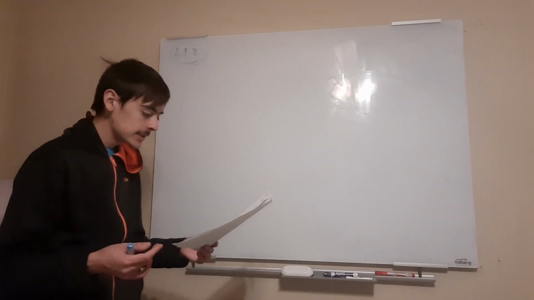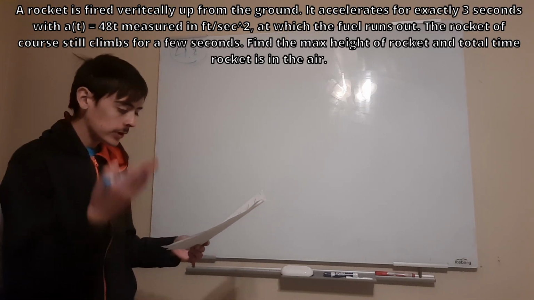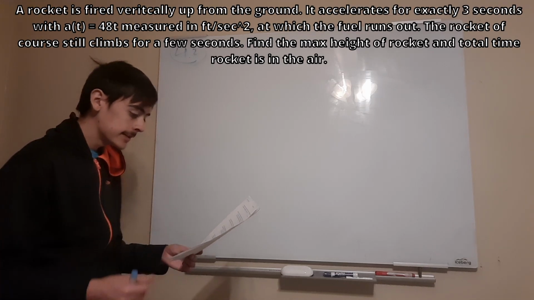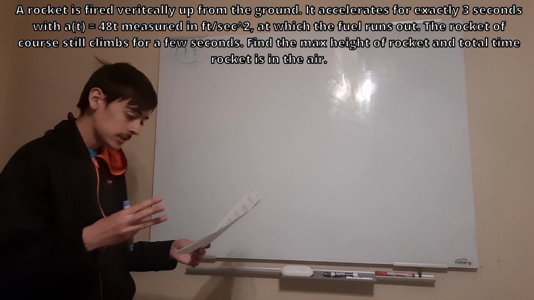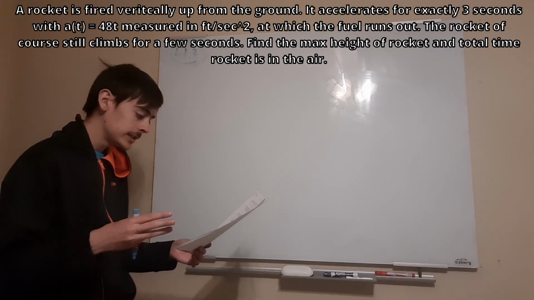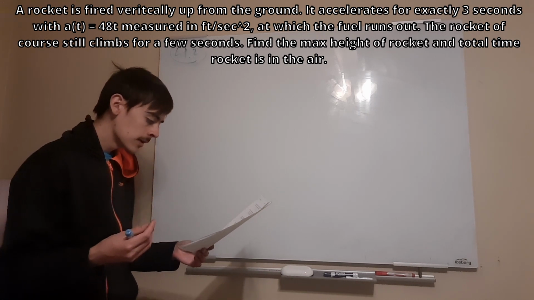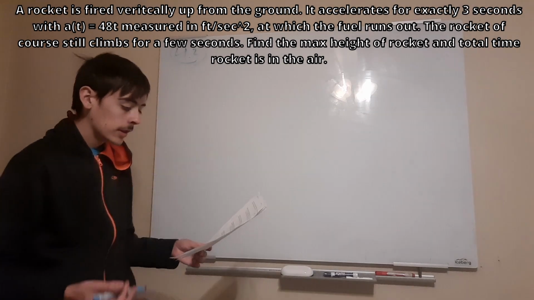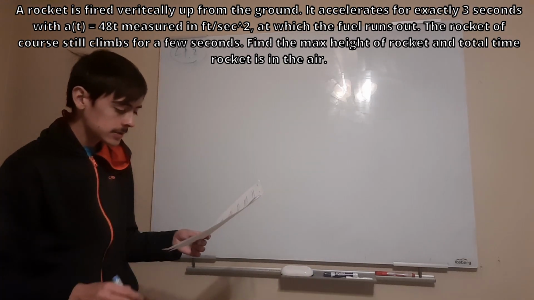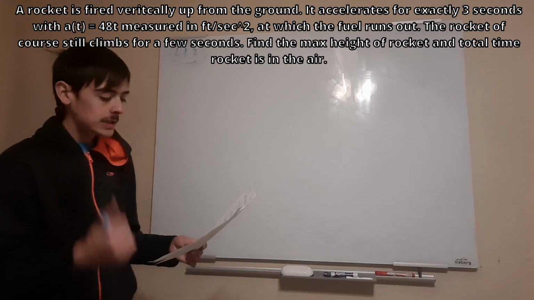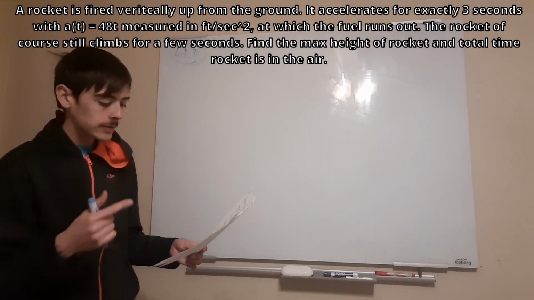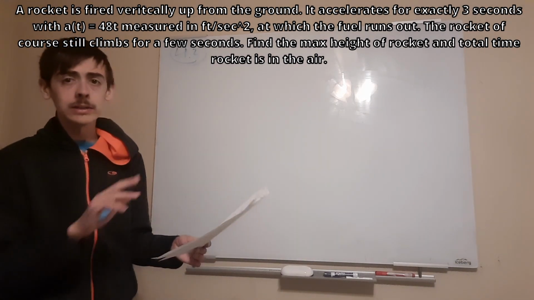This last question says, a model rocket is fired vertically upward from the ground. It accelerates for exactly 3 seconds with a of t equals 48t, measured in feet per second squared, at which time the fuel runs out. The rocket, of course, climbs for a few more seconds. So part A wants to know the maximum height of the rocket, and part B wants to know the total time the rocket's in the air. We'll get to those later.